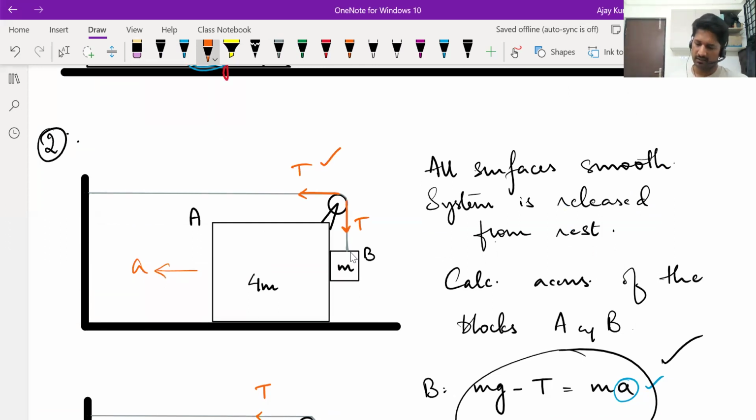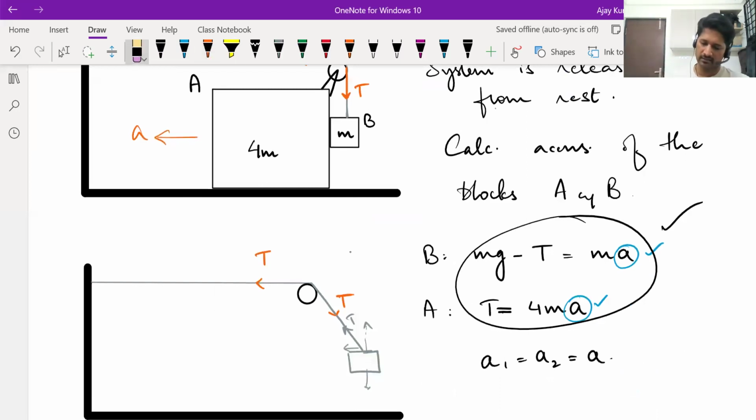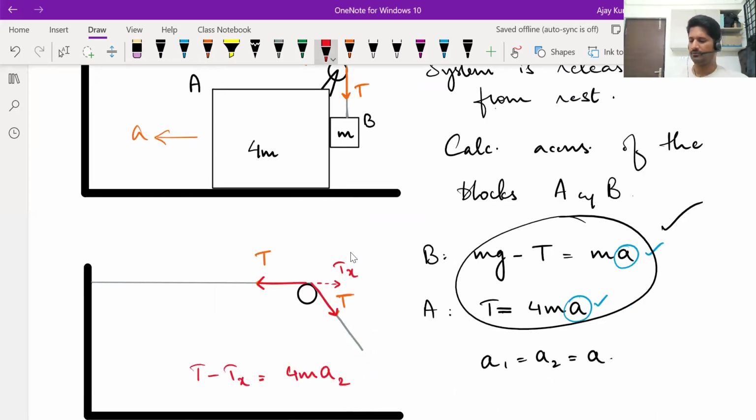Okay, but the moment the string makes an angle with the vertical like this, you will have to consider both of them. One strictly acting to the left, other acting at an angle like this. You will have to take its component to the right. Of course, we don't know the angle, so you won't be able to write the component properly. Tx, then you should write T minus Tx is equal to 4m multiplied with acceleration of 4m. Okay, so the next instant onwards, it gets complicated.